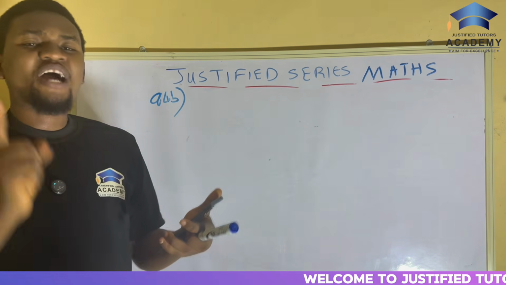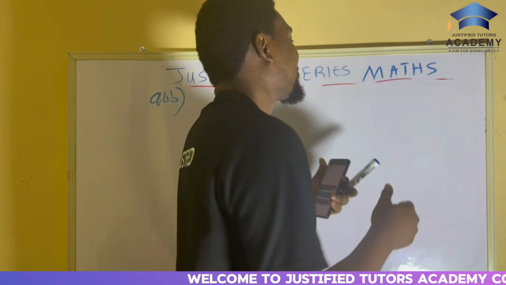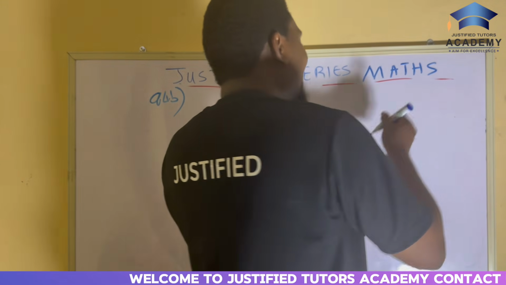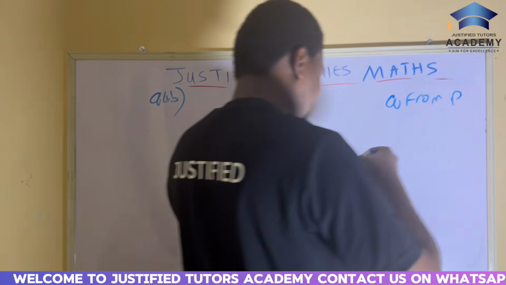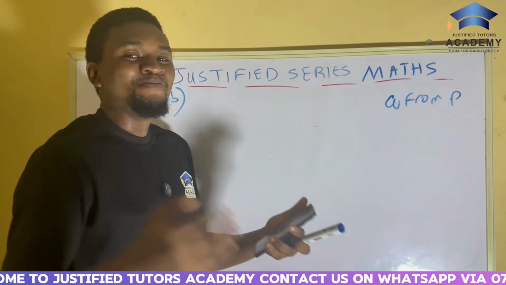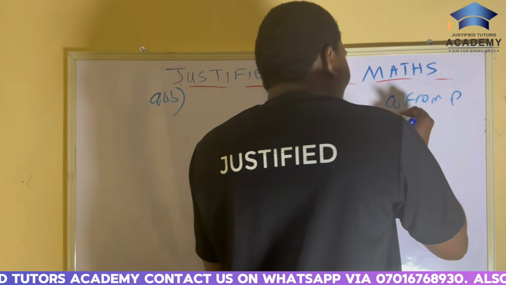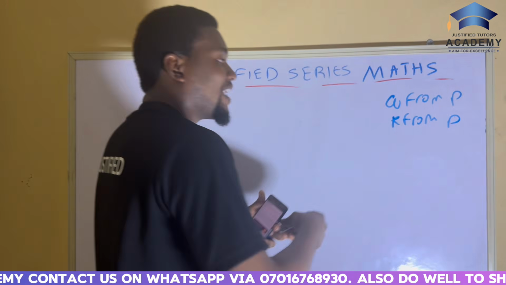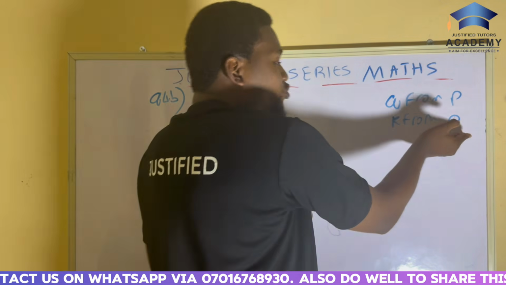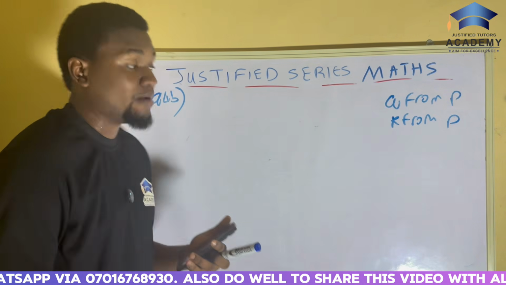Now, if you can remember what I said in part 1, it will help you here. Remember, I said that anywhere you hear Q from P, it means that the angle is at P. If you hear R from P, it means that the angle is at R, but it's coming from the line joining R and P together. Now, let me show you that.